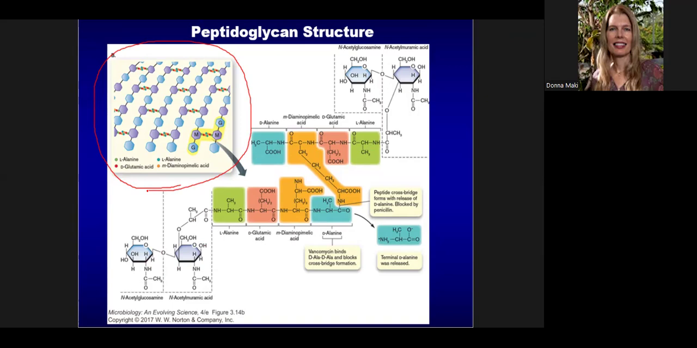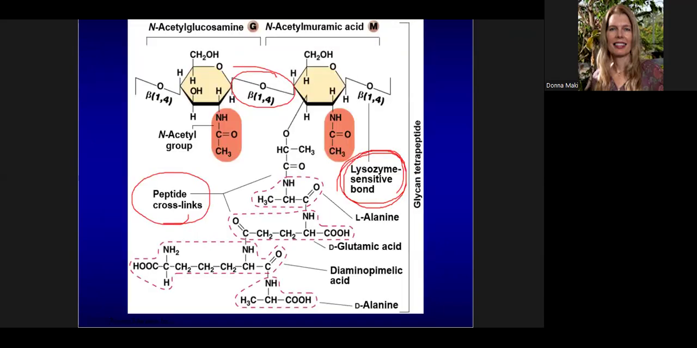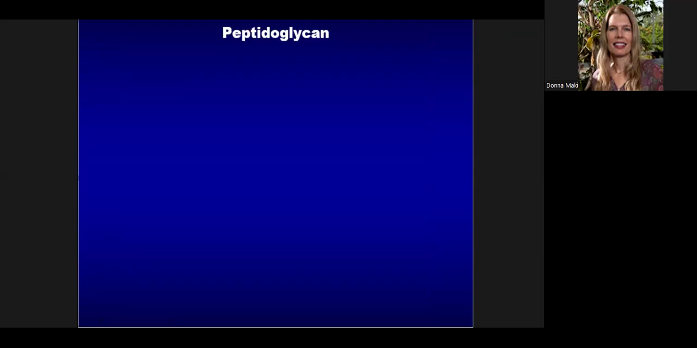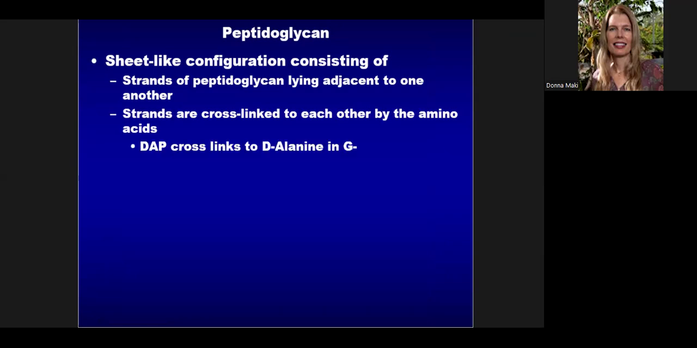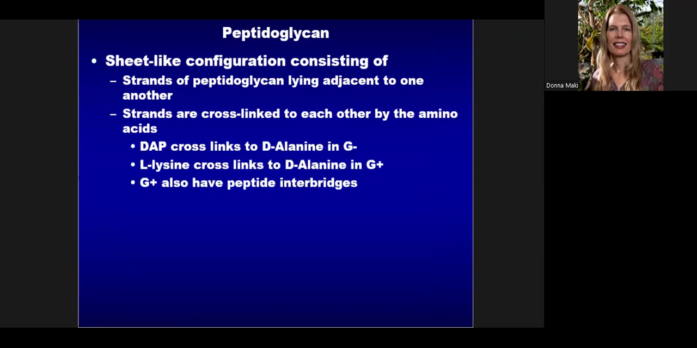Yes, I'll show a picture to try to get at that. It's a little hard initially when you're learning this. Unless you have good spatial reasoning, at least for me, it was hard to learn this. But I put in some extra pictures in a minute here that will show that. So this is some of the way they describe it in words. They'll say it's like a sheet-like configuration of strands or chains of peptidoglycan that are neighboring each other, laying adjacent, and then they're cross-linked to each other. So this is a good way to think about it in words.